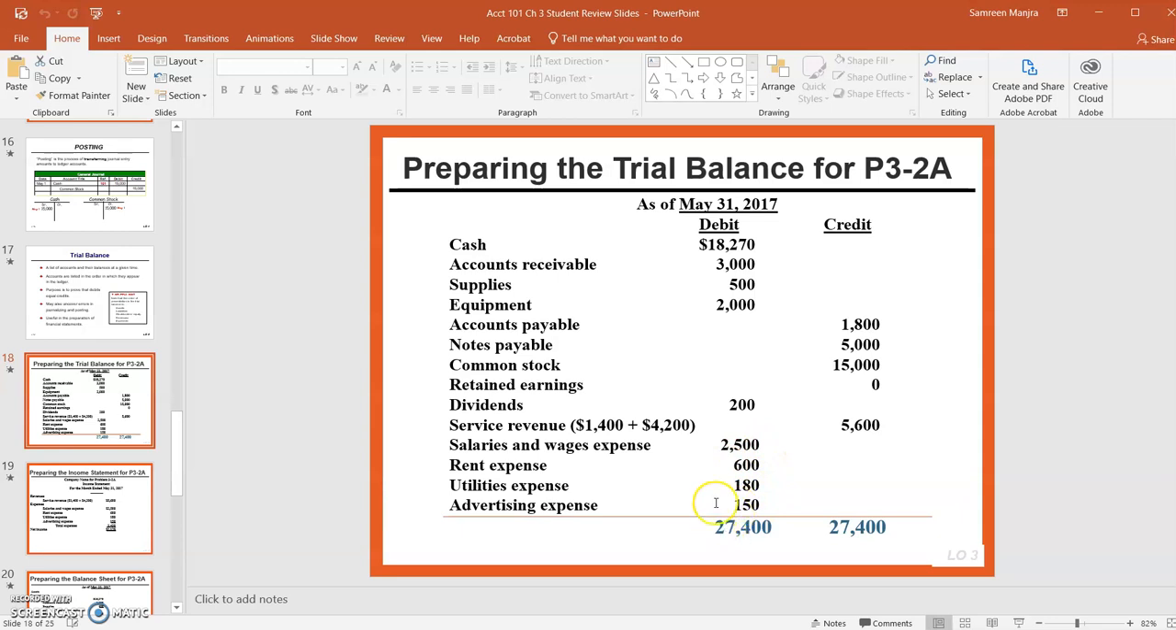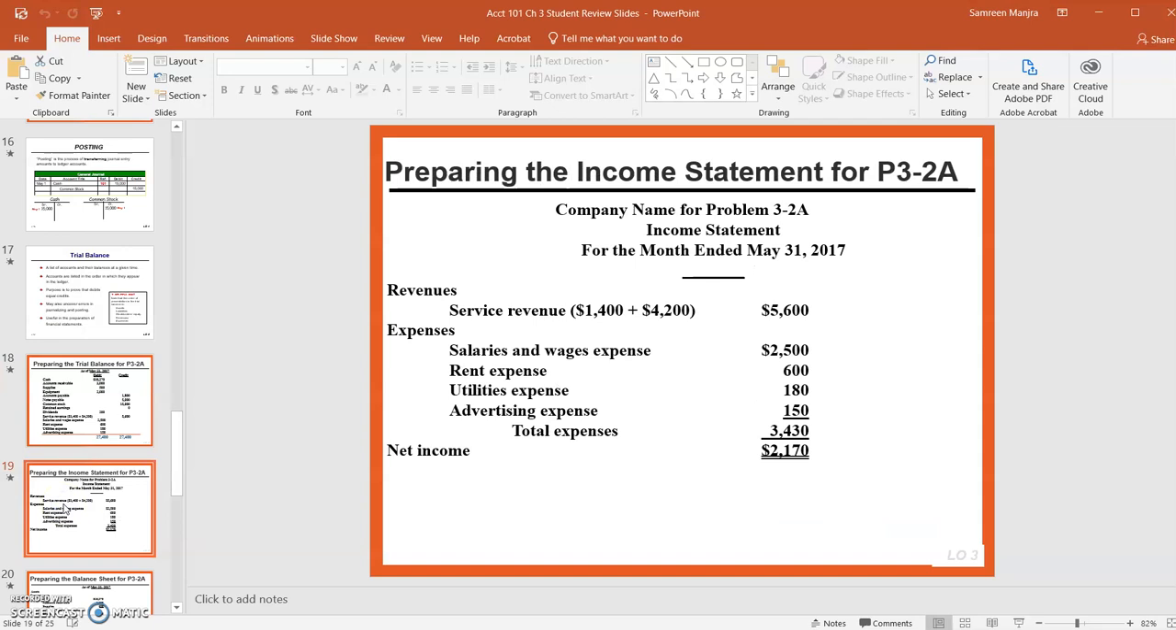And at the end of this, if you add up all of your debits and you add up all of your credits, these two amounts have to equal out in order to continue with the accounting cycle. We use the information from this trial balance to prepare the financial statements. And the first financial statement a company prepares is the income statement for a period of time.